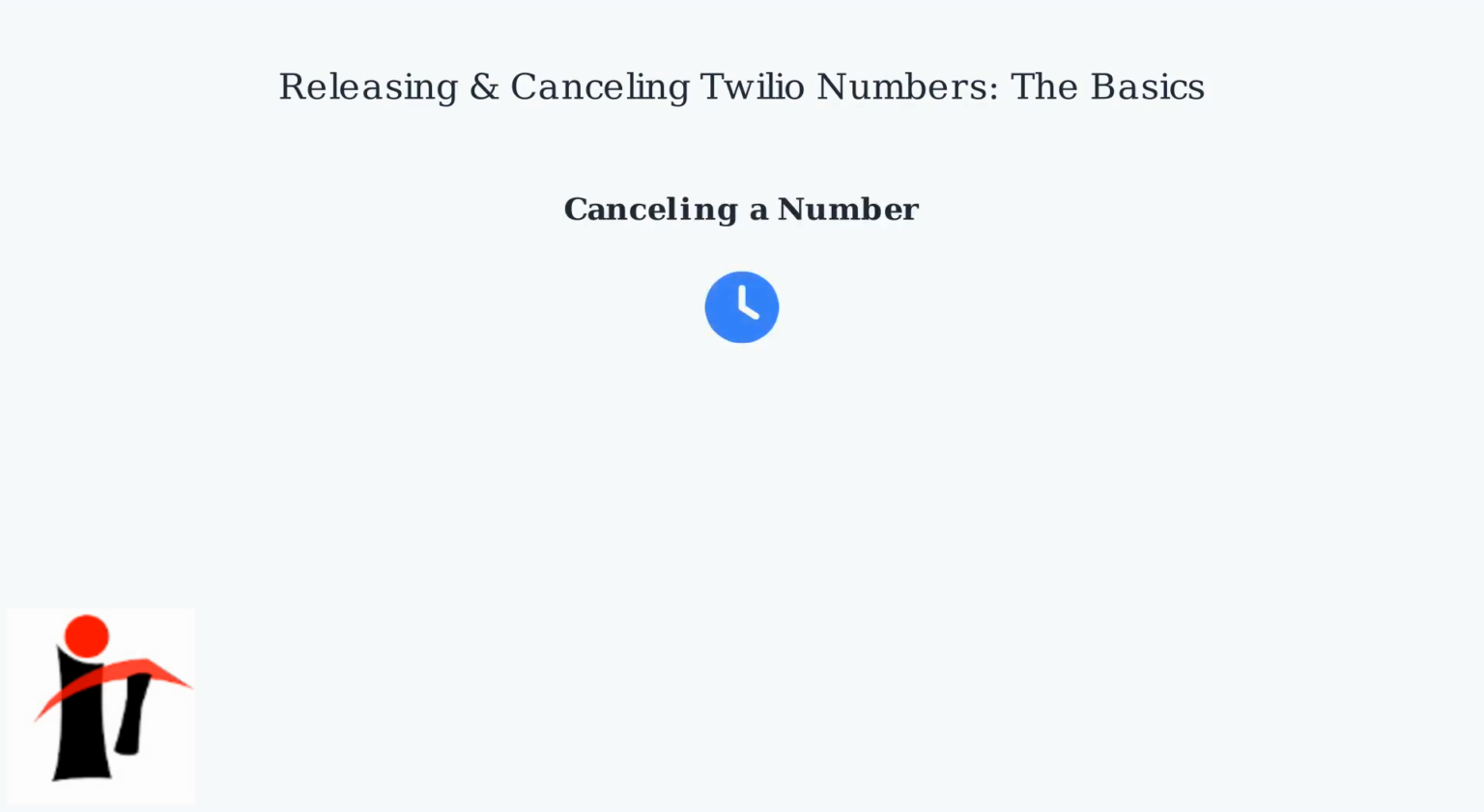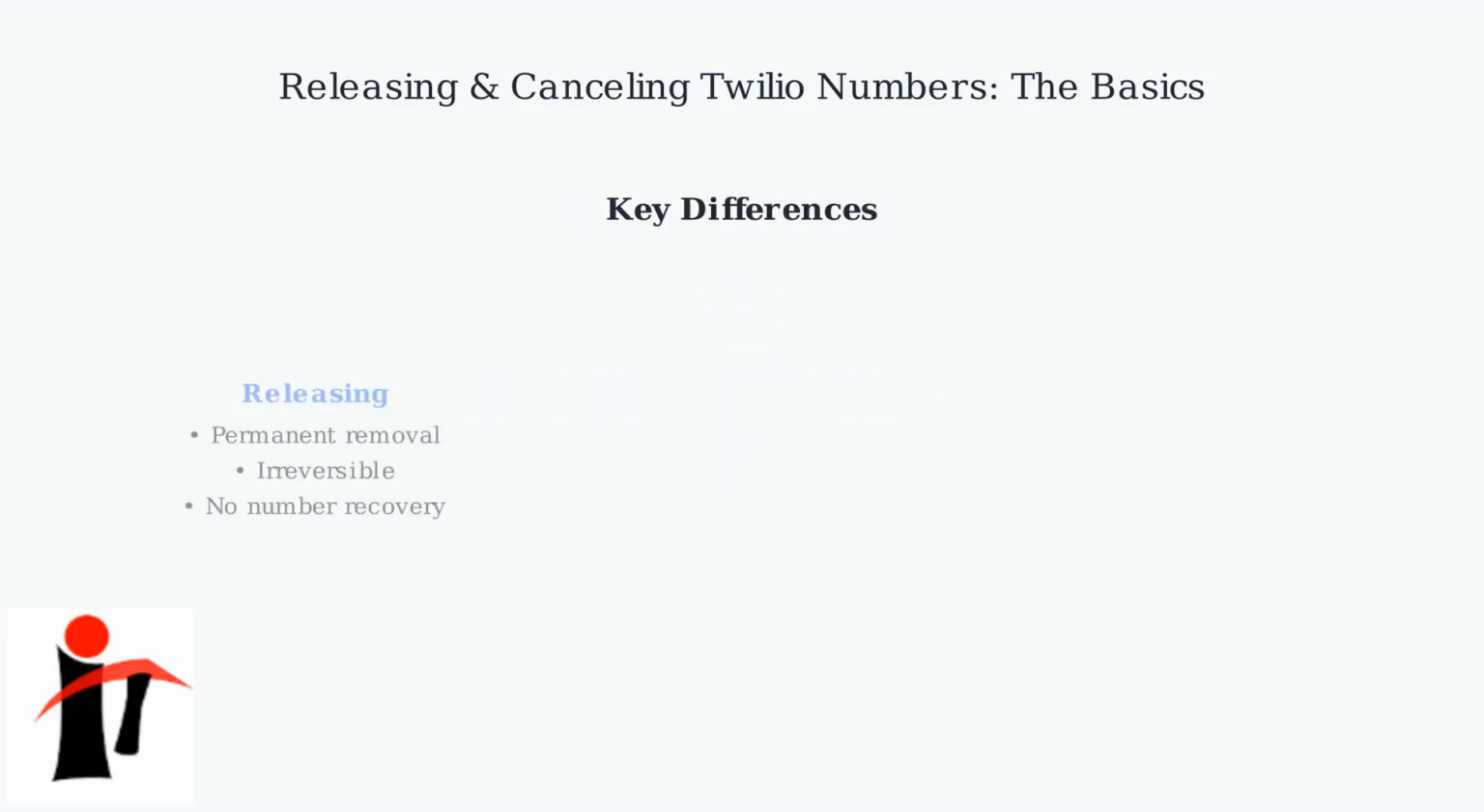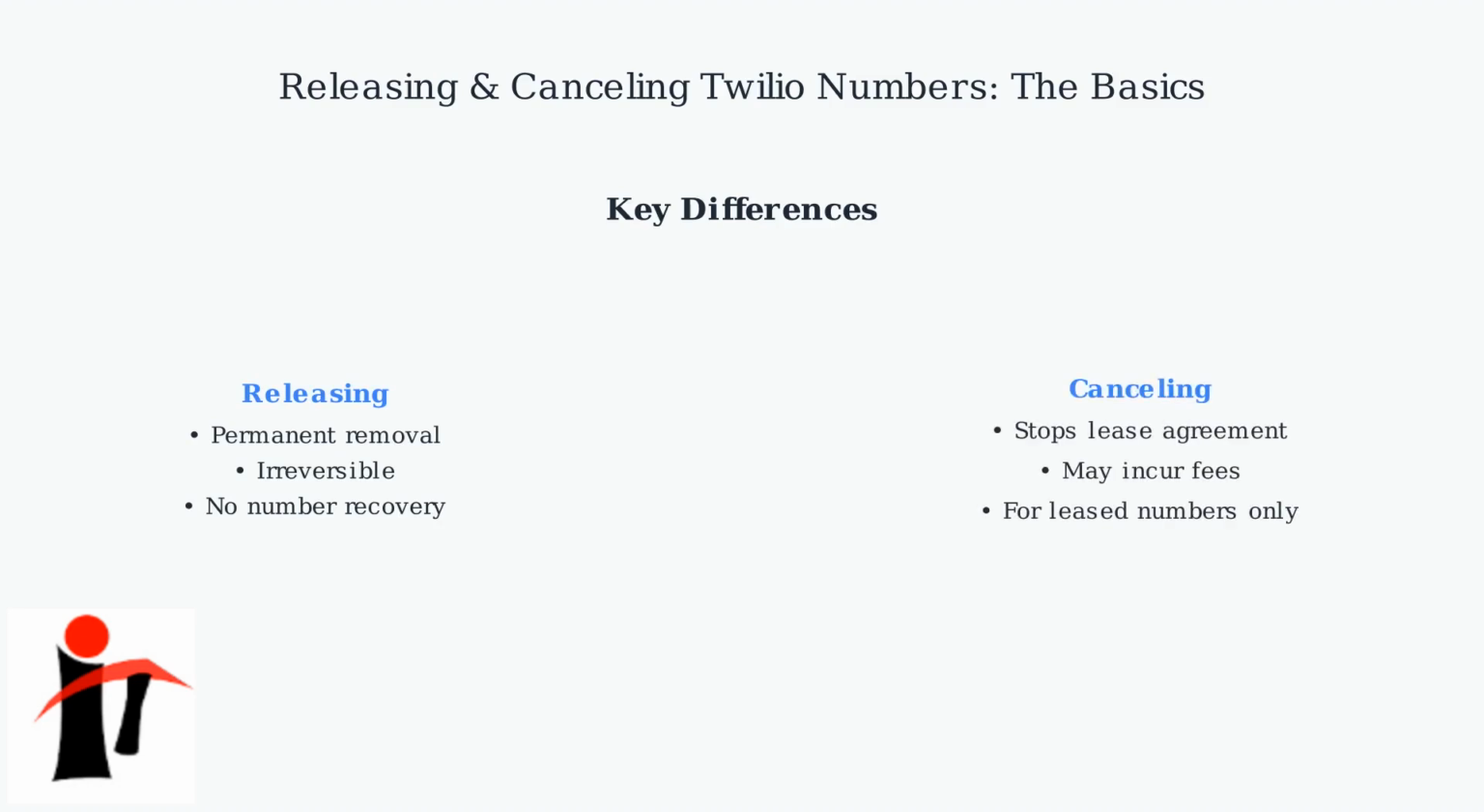Canceling applies specifically to leased numbers. This action stops your lease agreement with Twilio and may involve release fees to cover carrier costs. The key differences are clear. Releasing permanently removes a number and is irreversible. Canceling stops a lease on leased numbers and may involve fees.